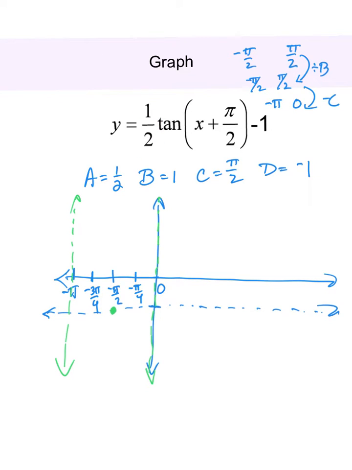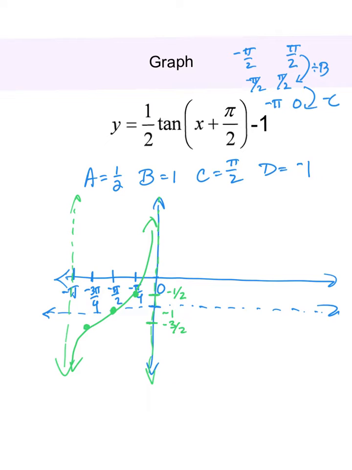So this is -1/2, this is -1. It is going to go up on the right by a half, and it's going to go down on the left by a half. So that would be -3/2 here. And then I'm going to draw in my curve.